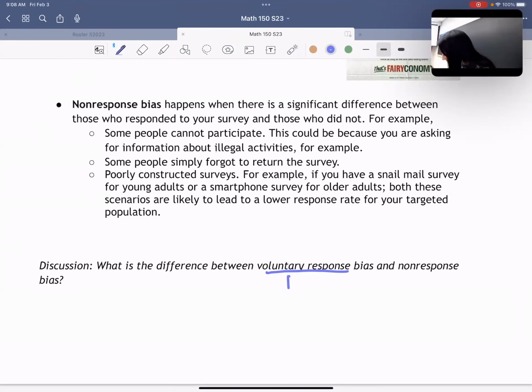So with voluntary response bias, people choose not to respond. Okay, now on the other hand, we have non-response bias, where there are people who don't respond, but those people literally don't have the choice, right? They either didn't get the survey question or they can't answer because they're being asked about something that would maybe get them in trouble if they told it to the wrong person, right? So this one, people don't have the choice.